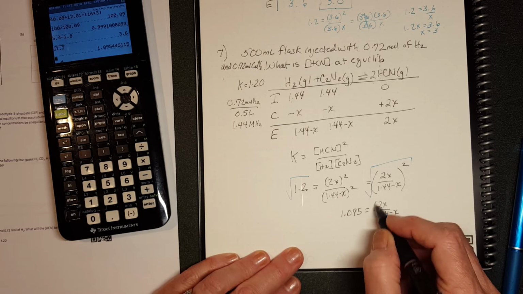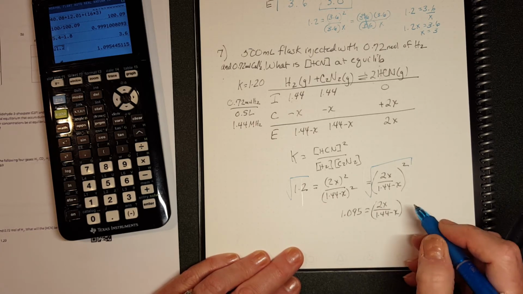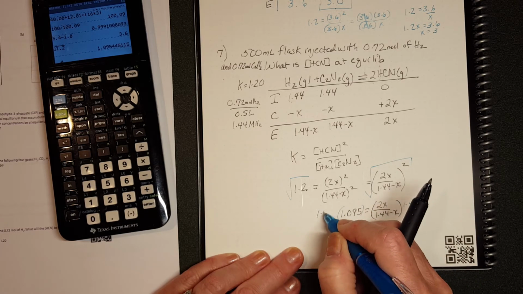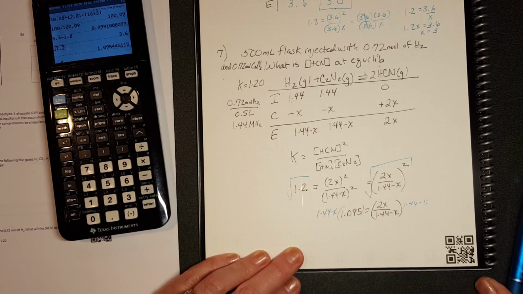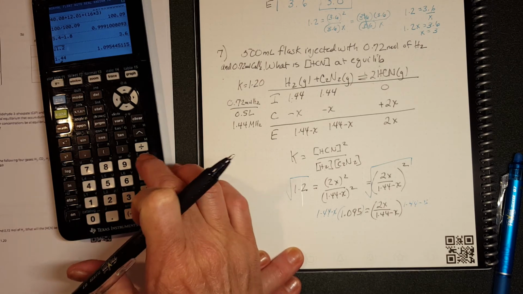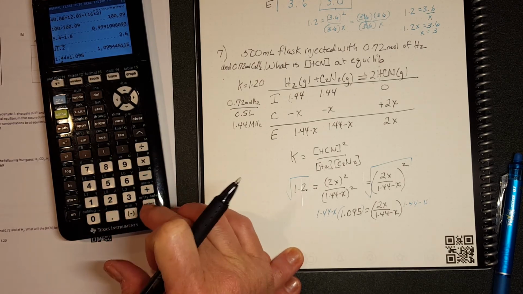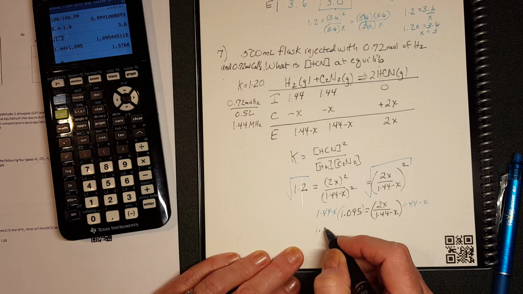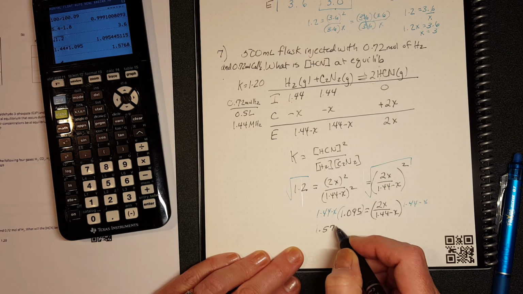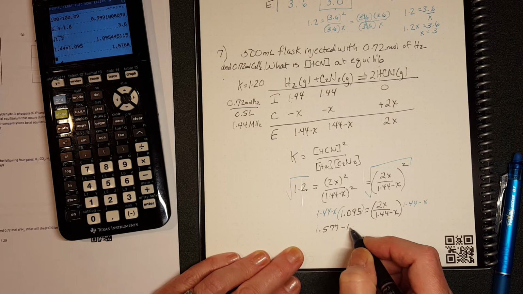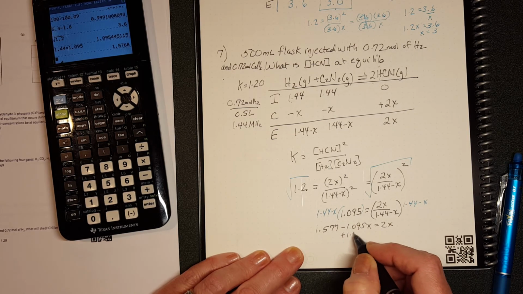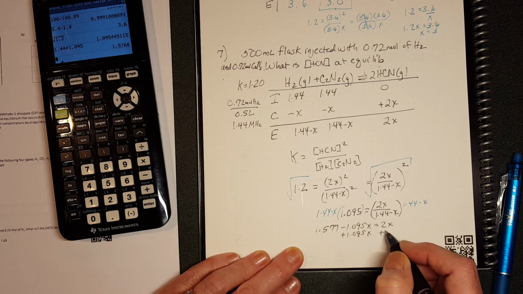And then we'll multiply both sides by the denominator of this fraction. And when you do that, we get 1.44 times 1.095. So that becomes 1.577 minus 1.095x equals 2x. Add the 1.095x to both sides.